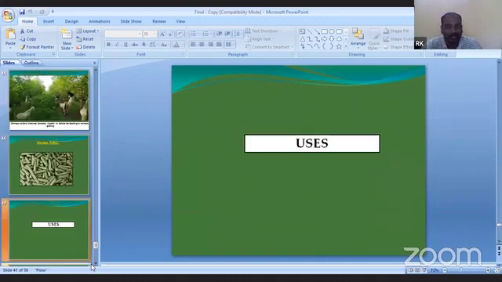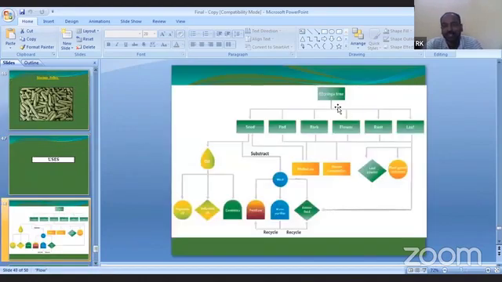Next slide is uses in human beings. For us, the Moringa tree, we are using the seed, pod, bark, flower, root, and leaf. The seed is used for oil purposes: vegetable oil, cosmetic oil, and essential oil. And the pod we use as a vegetable.